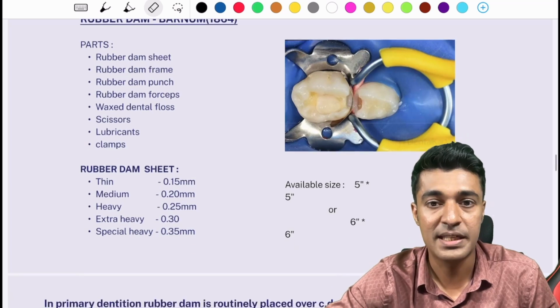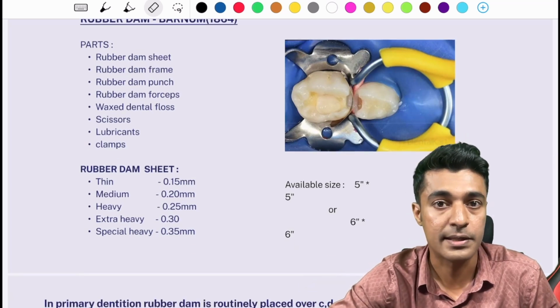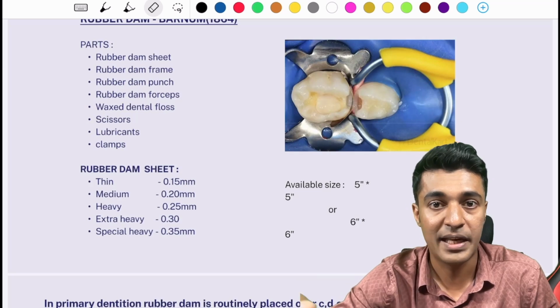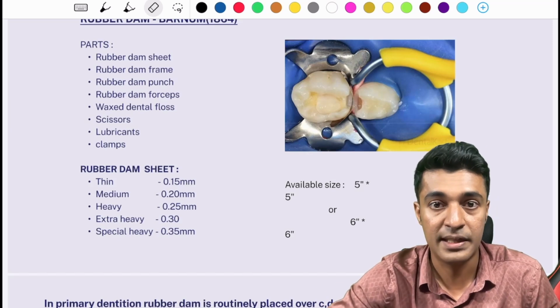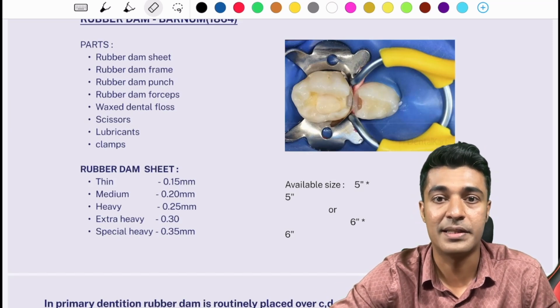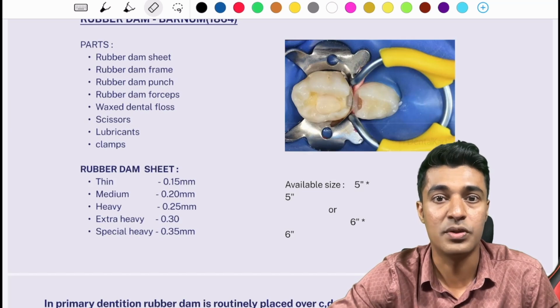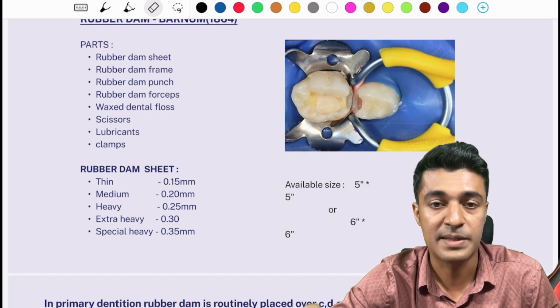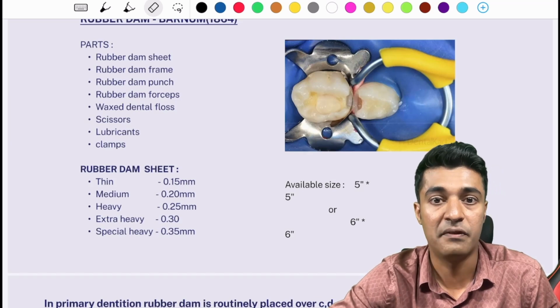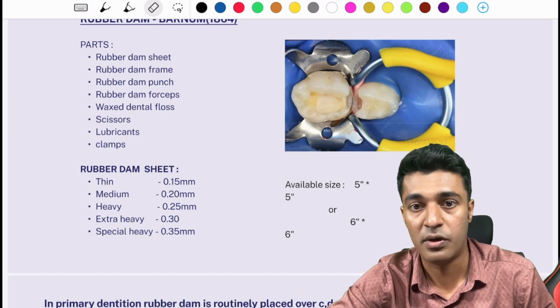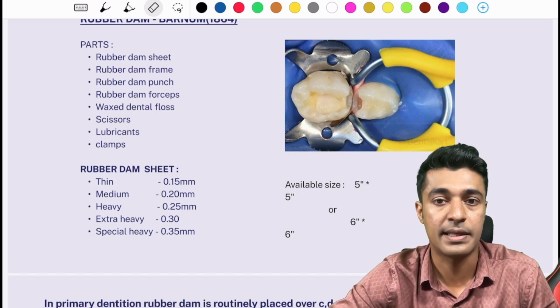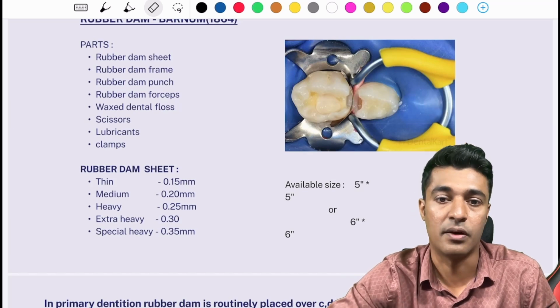Then the rubber dam sheet is available in different thickness. There is the thin, medium, heavy, extra heavy, and the special heavy. The thickness of thin is 0.15 millimeter, that of medium is 0.20 millimeter, that of heavy is 0.25, that of extra heavy is 0.30, and that of special heavy is 0.35. That is 0.15 to 0.35 is the range. Just add 0.05 to each one of them.